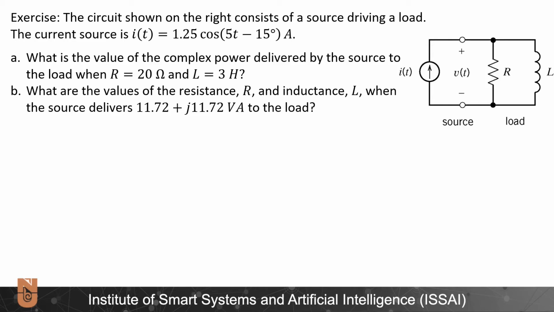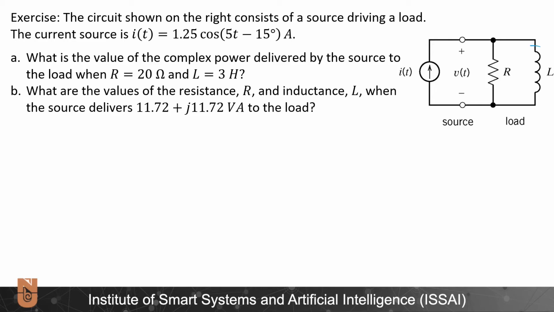And part B asks the opposite: what are the values of the resistance R and inductance L when the source delivers 11.72 + j11.72 volt-amperes to the load? Let's start by solving part A.